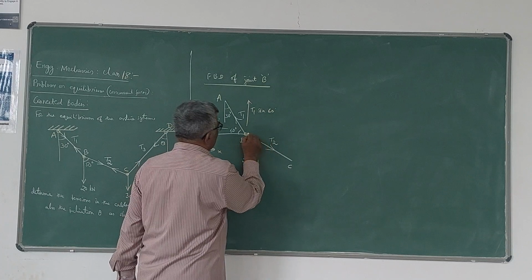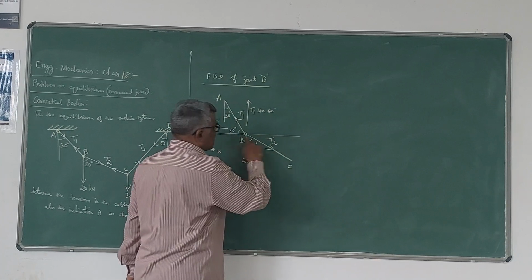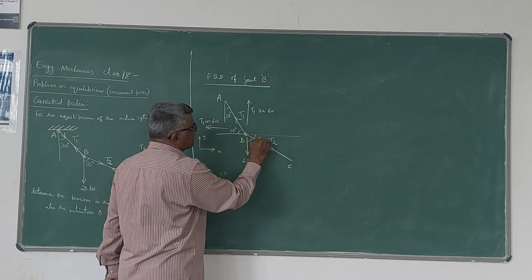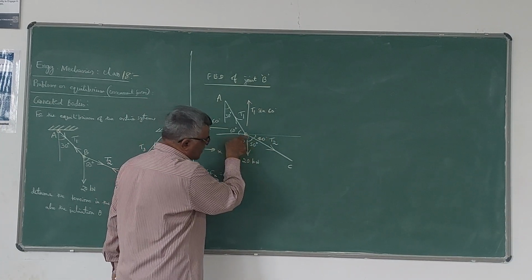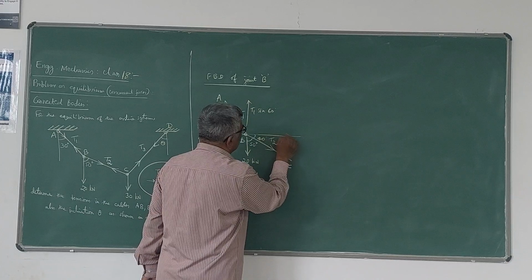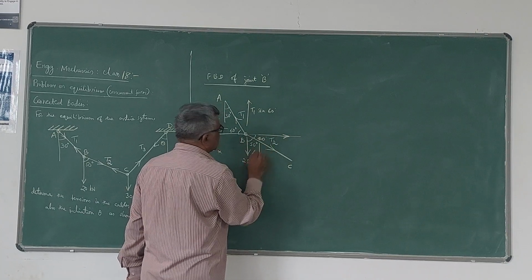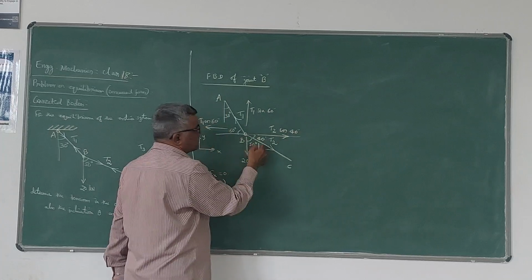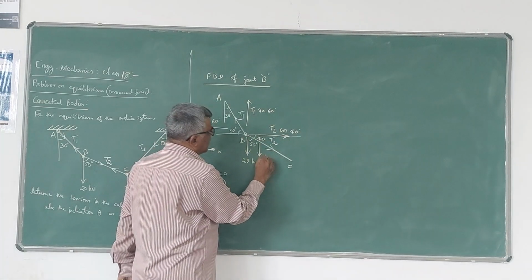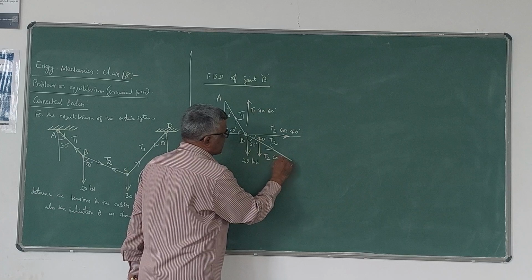Whereas if you resolve this T2, if you draw a horizontal here, this angle becomes 40 degrees because the total is 90, 90 minus 50, 40. If you resolve this, the arrow is like this. If you resolve that, horizontal will be like this, vertical will be like this. So this becomes T2 cos 40. Please note that this 40 is the angle made with the horizontal, and this becomes T2 sin 40.